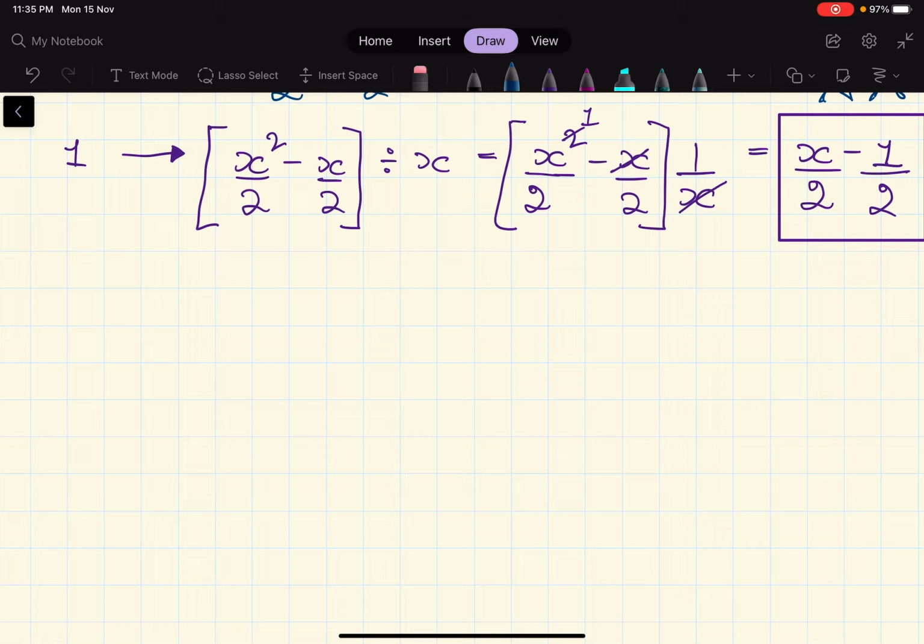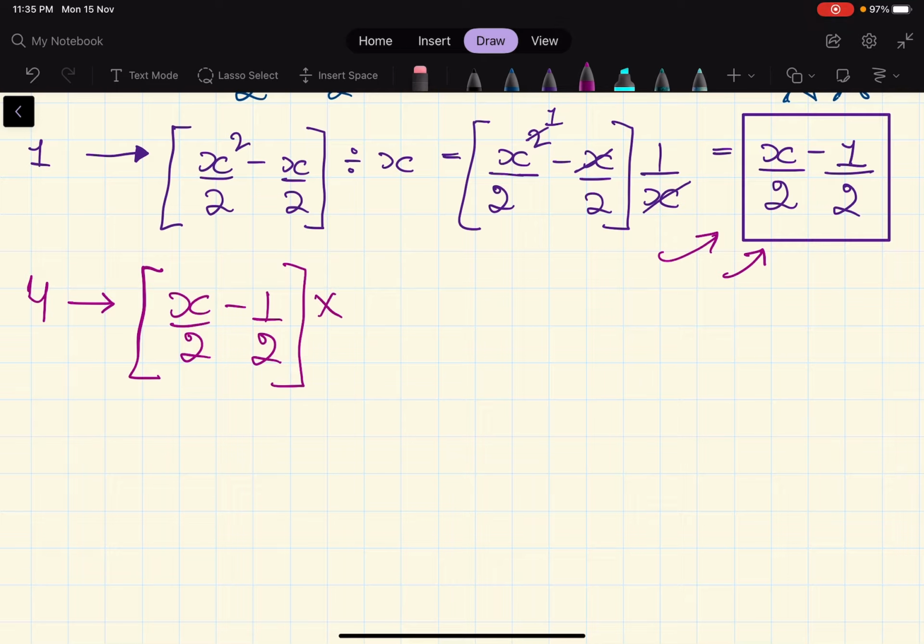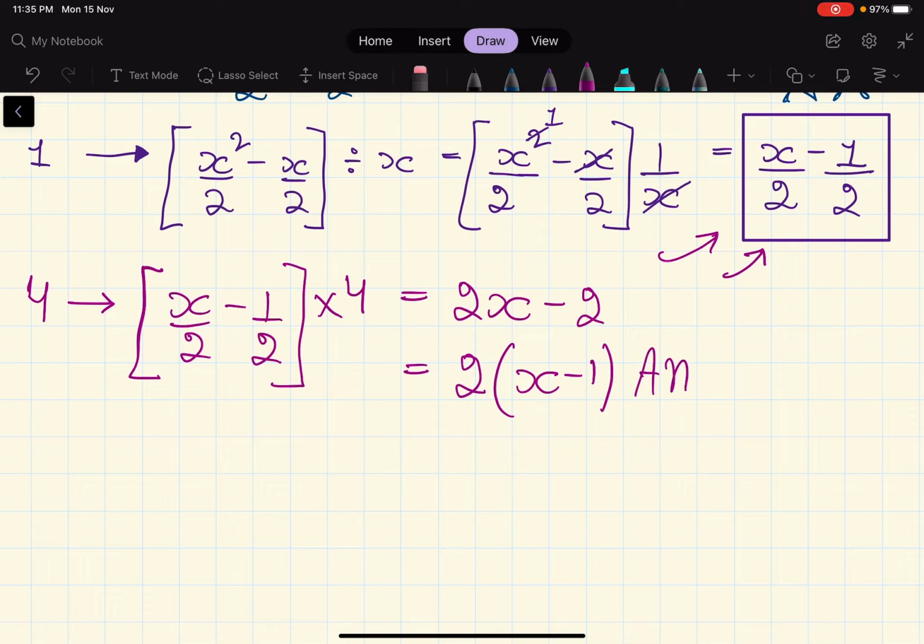So when there are 4 competitors, the number of games played will be, for 1 it was this value, for 4 this will be this value, that is x upon 2 minus 1 upon 2 multiplied by 4. So it's 2x minus 2. We take the 2 common here, so it's 2 times (x minus 1). This will be our answer.